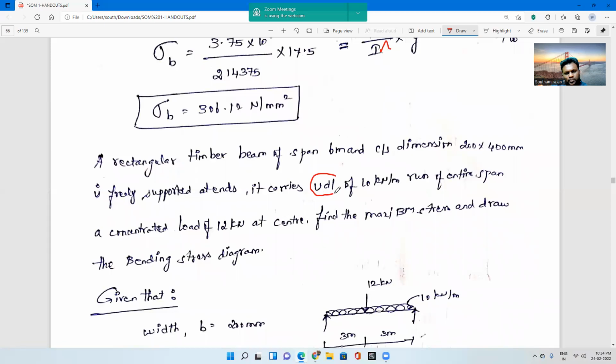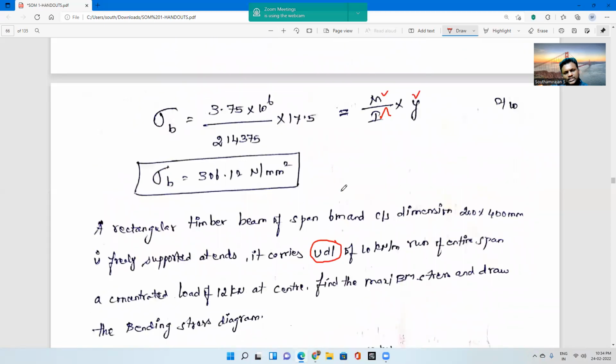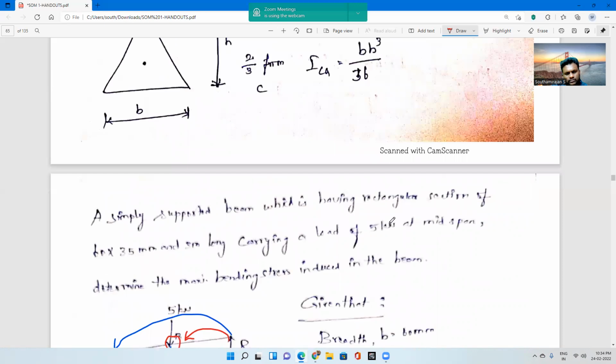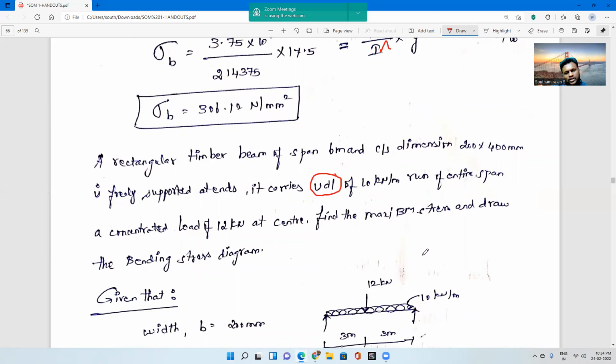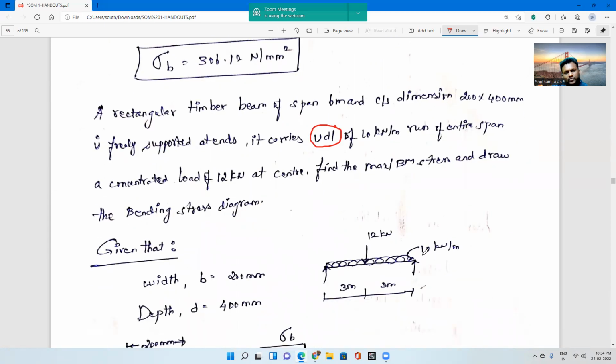With a UDL loading condition. In the previous question we went through the variation for a point load. In this question, we will carry out the variation for a UDL, another type of load. Here it is a rectangular member. A rectangular timber beam of span 6 meter and cross section 200 by 400 mm is freely supported at its ends, carries a UDL of 10 kilonewton per meter over the entire span and a concentrated load of 12 kilonewton at center. Find the maximum bending stress and draw the bending stress variation.